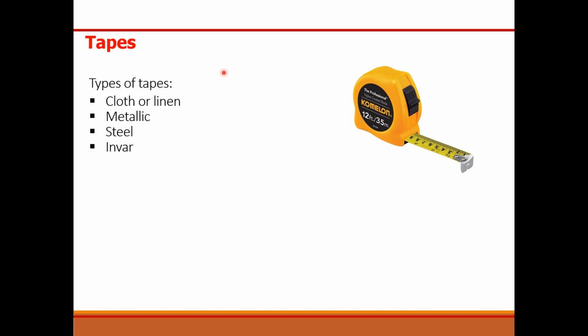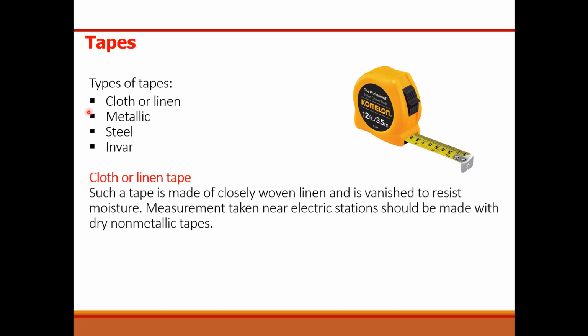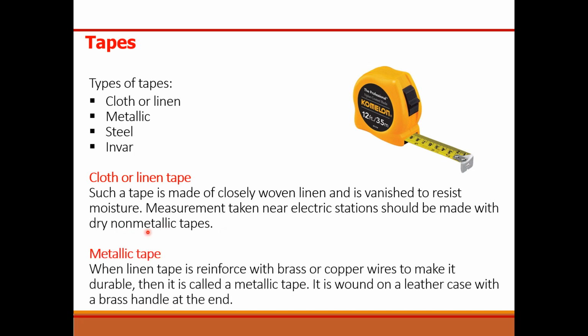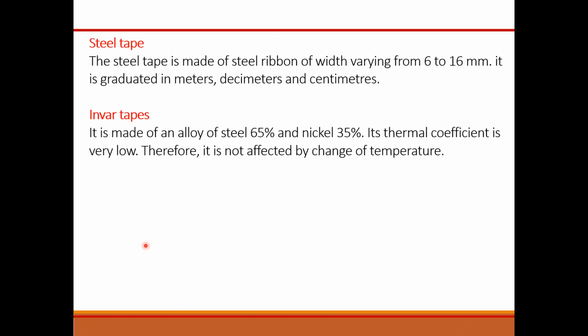First one is cloth or linen. Such a tape is made of closely woven linen and is varnished to resist moisture. Measurement taken near electric stations should be made with dry non-metallic tapes. Very important point: metallic tape is when linen tape is reinforced with brass or copper wires to make it durable. It is wound in a leather case with a brass handle at the end.